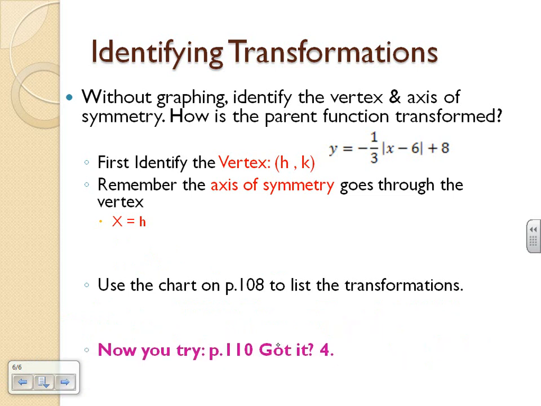So turn to page 110 and try Got It number 4 in the book. Once again, look at the answer in the back. If you get it wrong, bring questions in tomorrow to class. And that concludes your lesson for today. Make sure that you print out the assignment that goes with it, try the problems, and bring it into class so that you may ask questions.